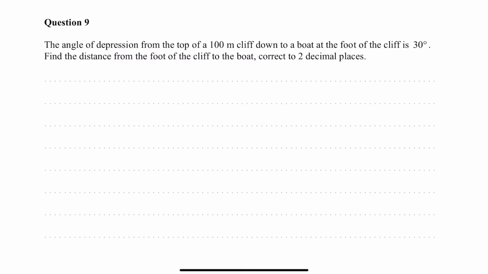So we have a cliff. First of all, let's just draw a cliff. The angle of depression from the top of the cliff: draw a horizontal dotted line, and we're going to go down 30 degrees. And from the top of the 100-meter cliff to the boat. So this is the boat, and this is the foot of the cliff.